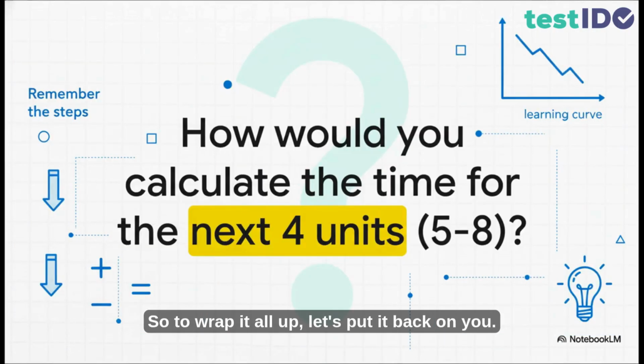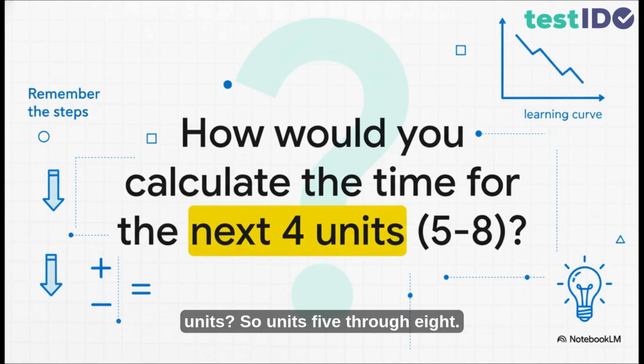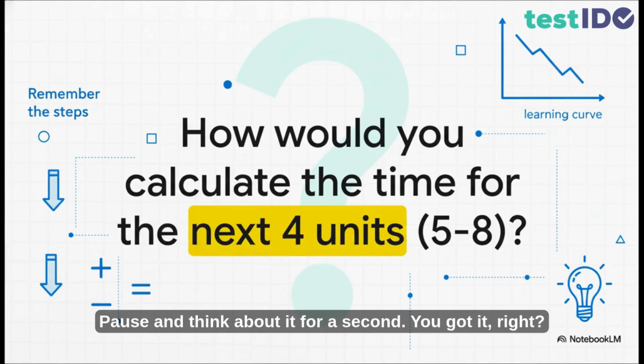So to wrap it all up, let's put it back on you. Quick challenge. Based on everything we just covered, how would you figure out the time for the next batch of 4 units? So units 5 through 8. Pause and think about it for a second.